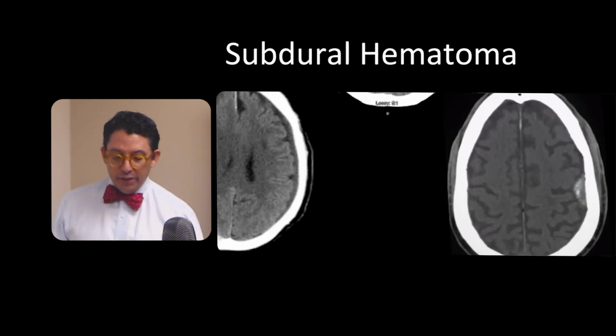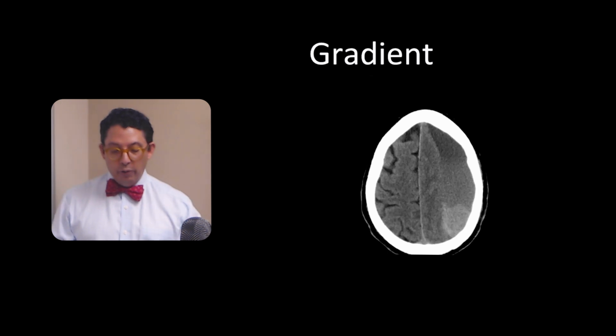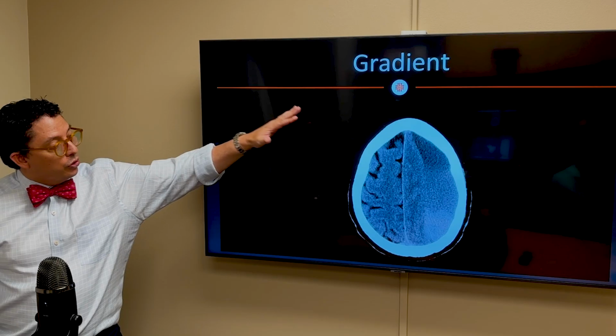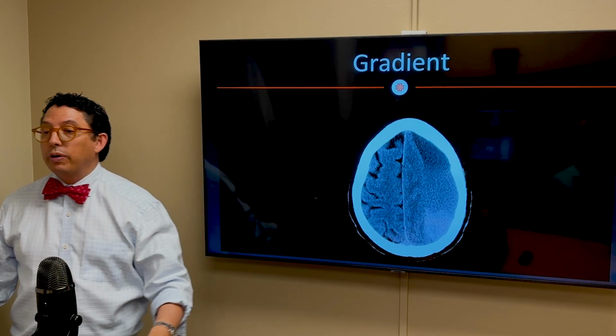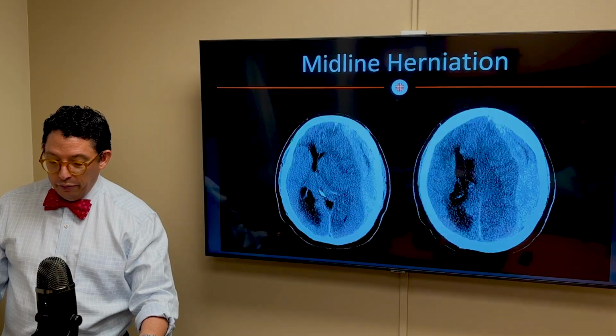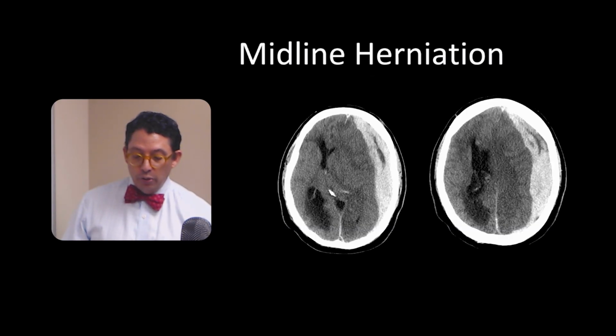So let's go through the cases. This was the one that had the gradient. This is because once the acute one happens, it starts creating a small gradient where the blood cells go to the back. It's a very frequent finding. This is the one that I showed you with the midline herniation.